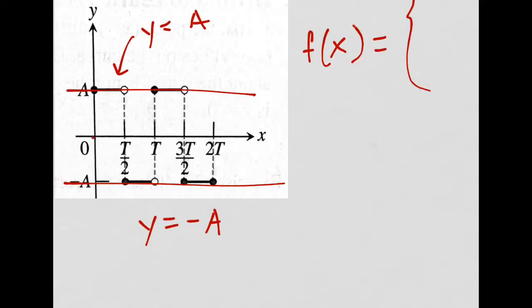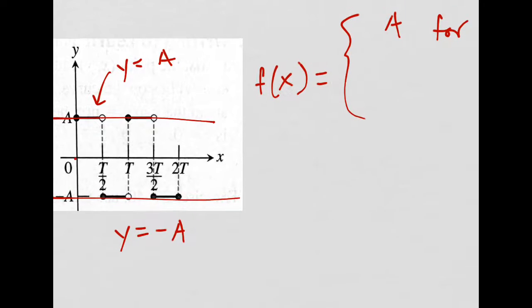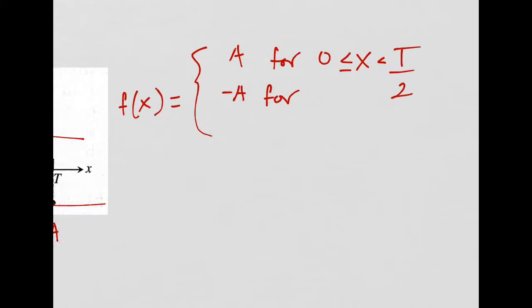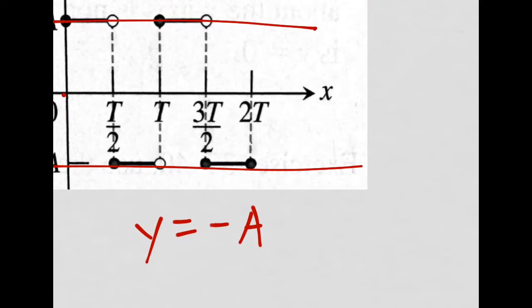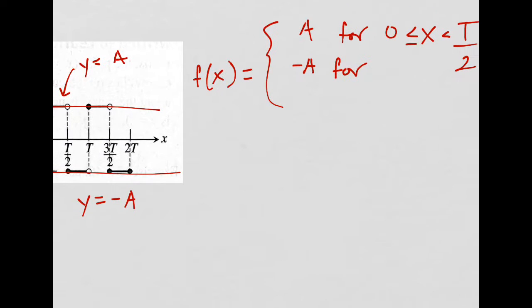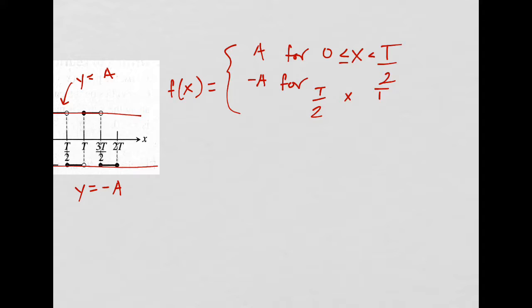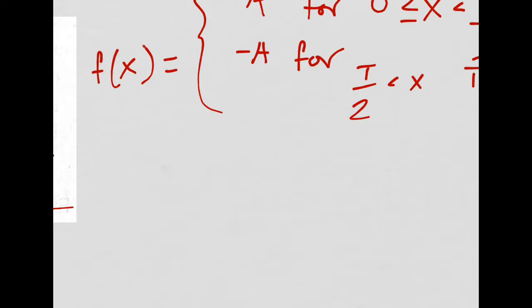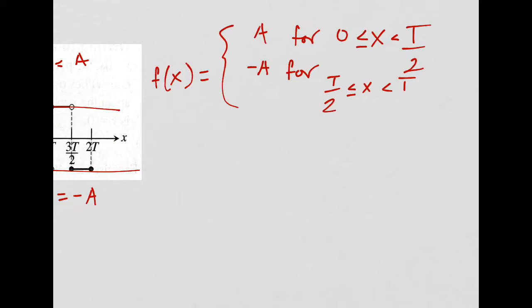Okay? Then negative A for, yeah, I'm definitely going to space this out. t over 2 to t. Those are the domain for that part. Okay, so for x between t over 2 and t, I include t over 2 because there's a closed circle there, and I don't include the t.